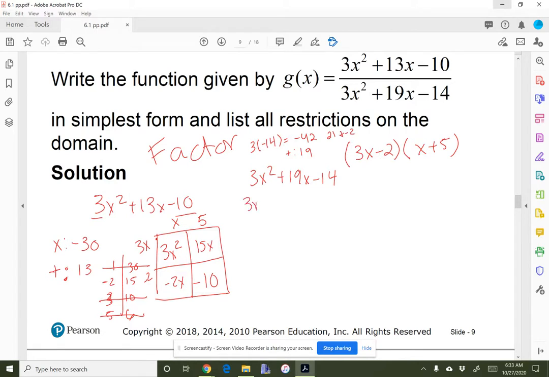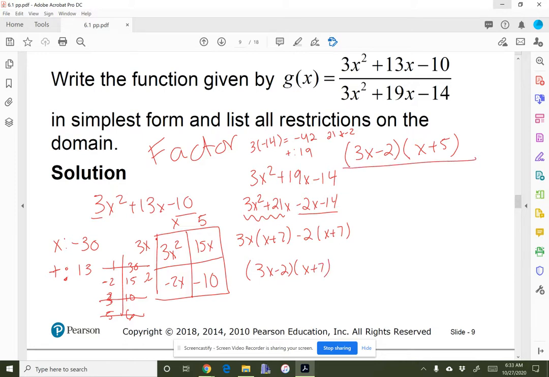So I go 3x squared plus 21x minus 2x minus 14. This is just the other way if you've learned it. And then I group them. And I take out the 3x and I have x plus 7. And I take out the negative 2 and I have x plus 7. So it factors into 3x minus 2 and x plus 7. That's the bottom one. Okay? 3x minus 2 and x plus 7.